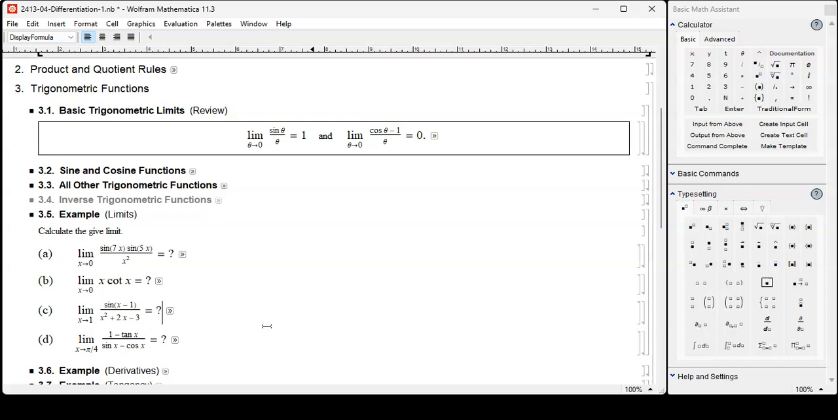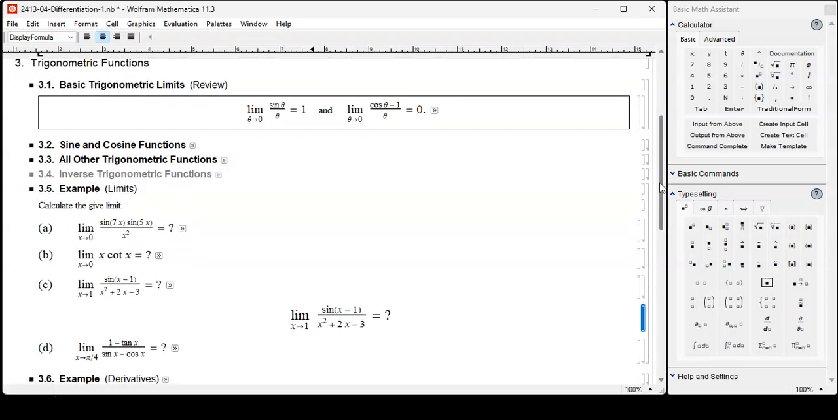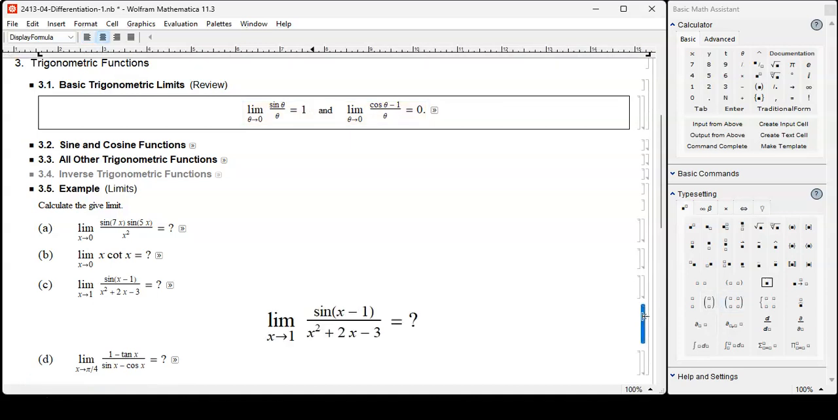Here's a nice problem. This time, stop the playback and do it on your own. Clearly, you'll have to use the first rule. There's no cosine here, so it's got to be this one again. And the inside, the angle must be the same. I need x minus 1. And x is going to 1, so x minus 1 is going down to 0. Okay, all right. We need x minus 1. How do I get x minus 1 from here? Got it? Not yet?